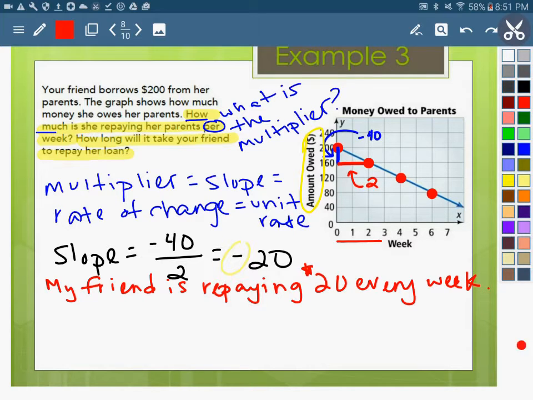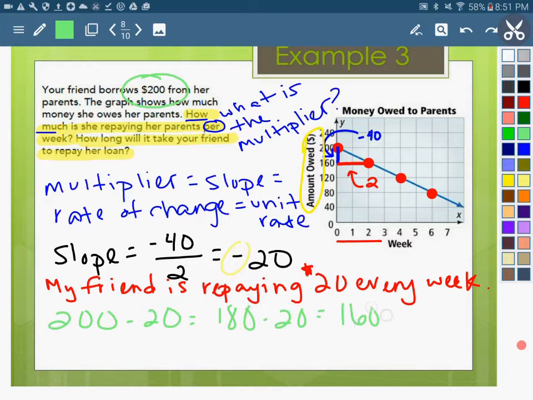The second question says, how long will it take your friend to repay her loan? So I want to know when she owes nothing, when she owes absolutely no money. Now it says she started by borrowing $200. If we take away 20 from 200, we get 180. Now you could just continue taking away 20, taking away 20, taking away 20, every single time until you get it down to 0 and then count how many weeks that is. You could also take this graph and extend it out, okay?